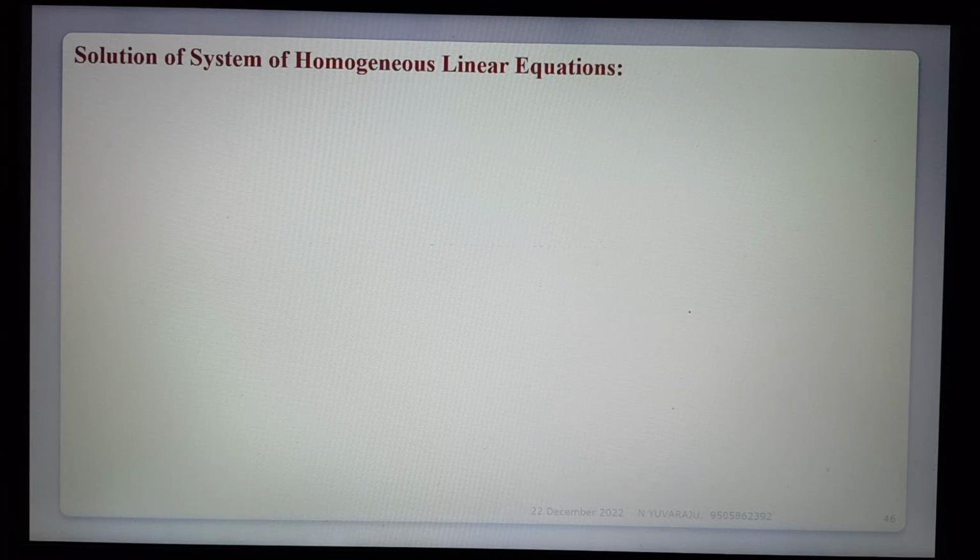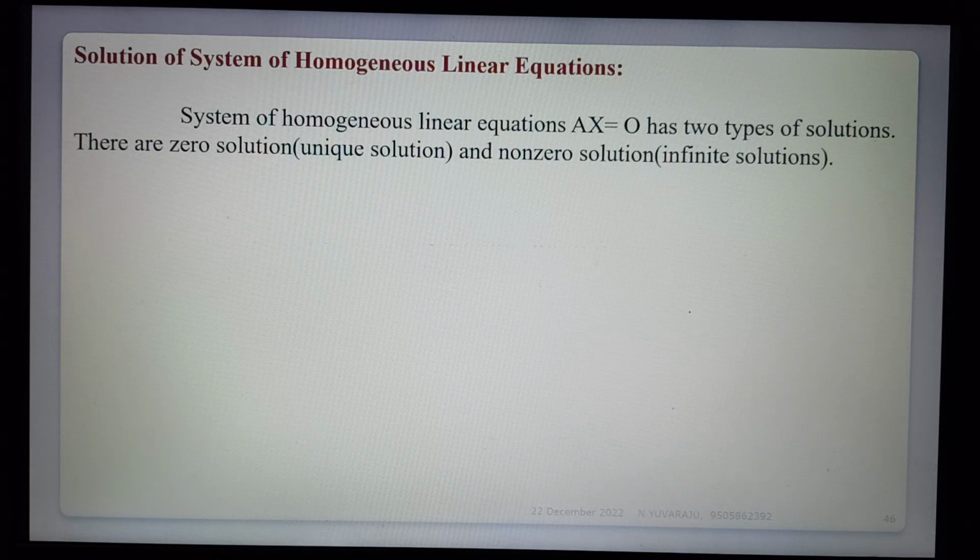Now the solution of a system of homogeneous linear equations. The system AX is equal to 0 has two types of solutions. A solution compulsorily exists for a homogeneous linear system. One is the zero solution, the second is the non-zero solution. The zero solution means a unique solution, and the non-zero solution means infinitely many solutions. That means compulsorily any one solution exists, either the zero solution or non-zero solutions.